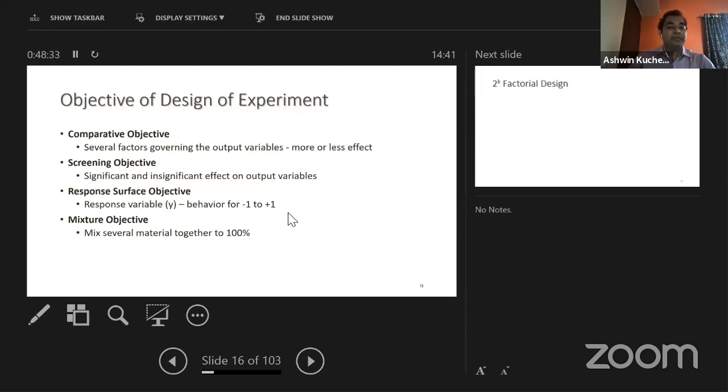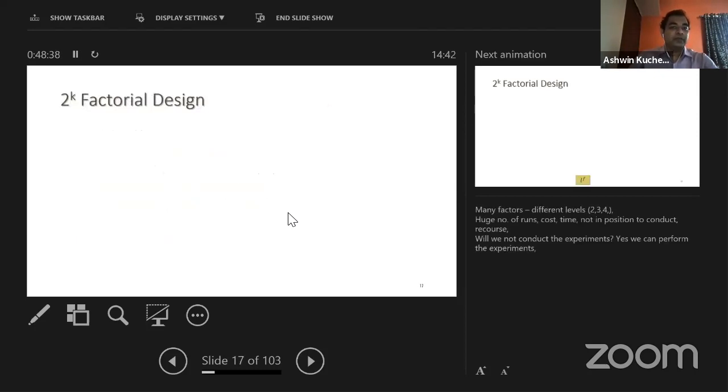Now let's start with the basic part of the experimentation. After knowing the objectives of experiment, we'll start with 2 raised to k factorial design. Now what is 2 raised to k? The term is L raised to F. L means levels, F means factors. 2 raised to k means 2 levels, k factors.